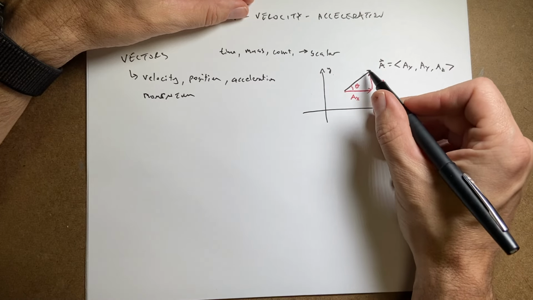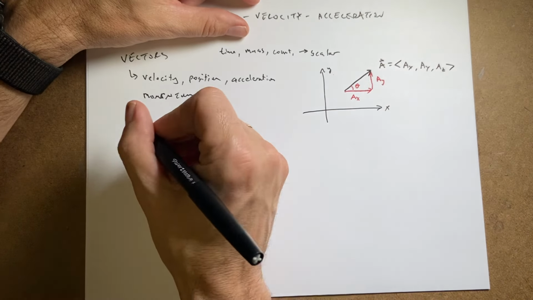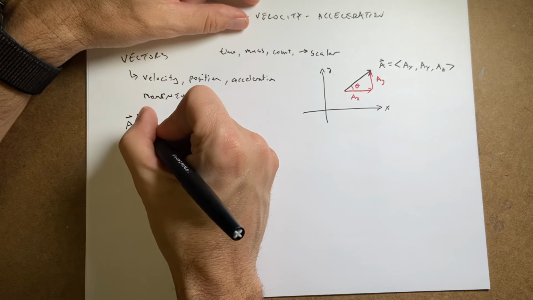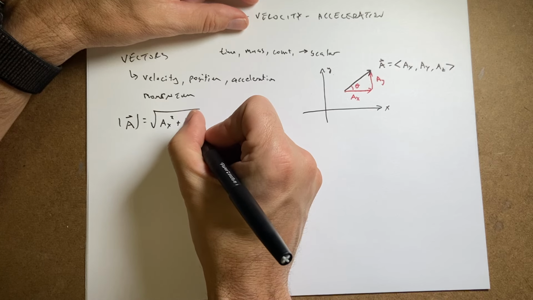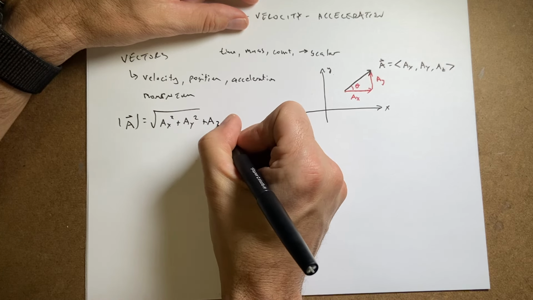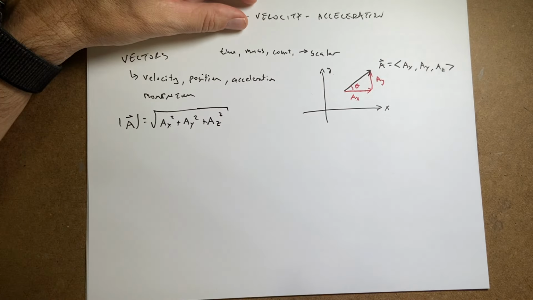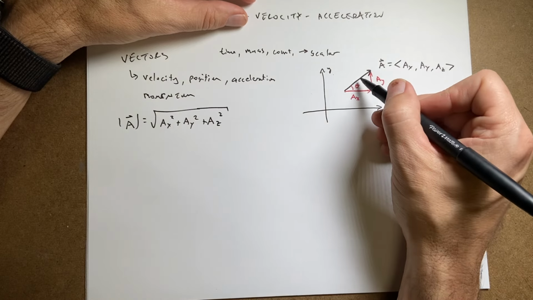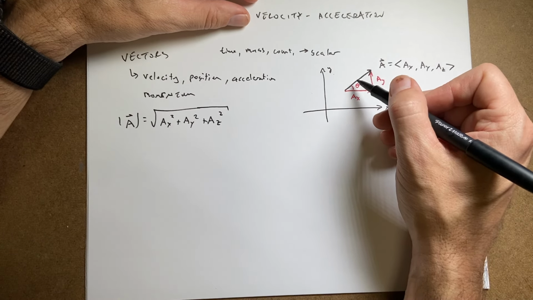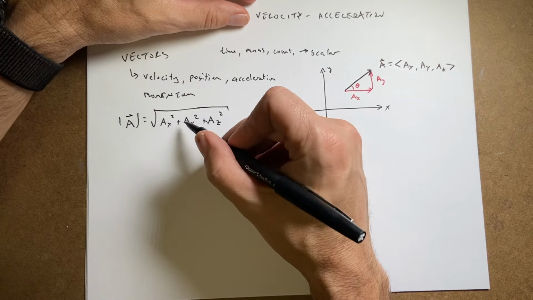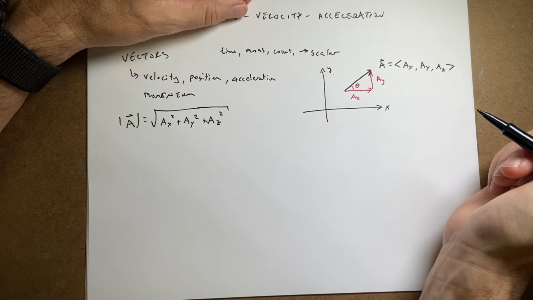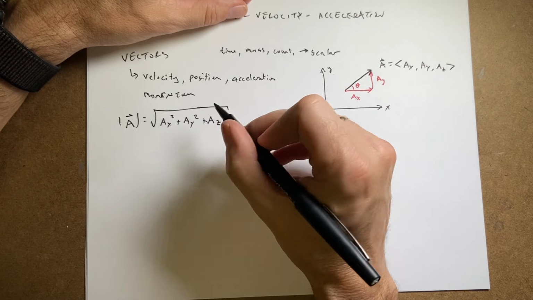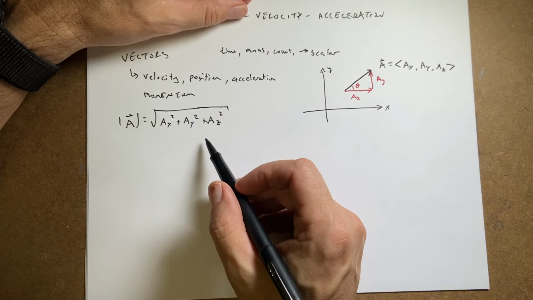Now, if I know the magnitude, let's do that first. The magnitude of A, we define as the square root of AX squared plus AY squared plus AZ squared. And so this tells you the scalar length of the vector. It has the same units as the vector itself. So if you're dealing with a velocity vector, this would be a velocity. Position vector would be a position. Acceleration would be an acceleration. And these are the x, y, and z components. So this is just like the Pythagorean theorem in 3 dimensions, so it does indeed work.